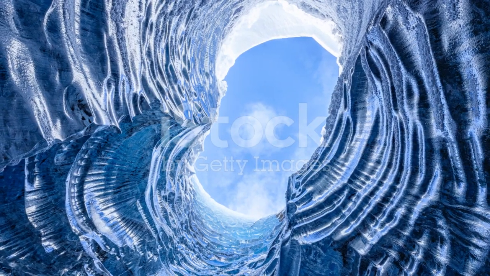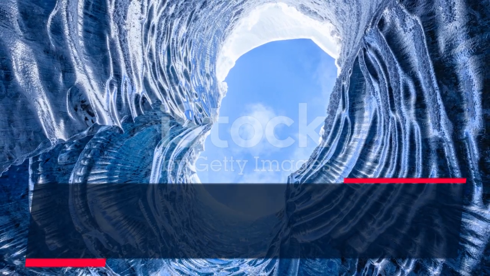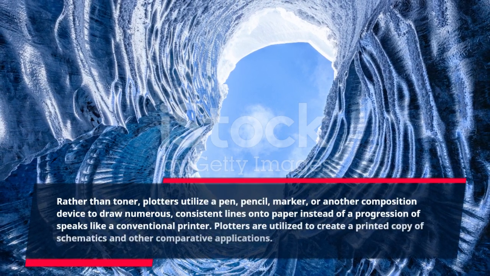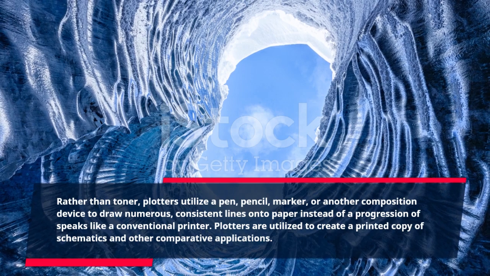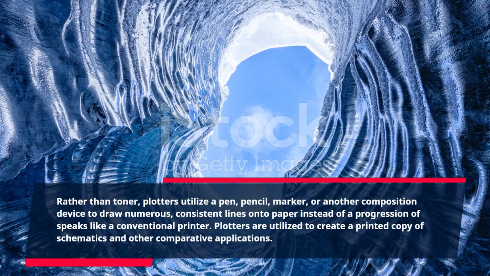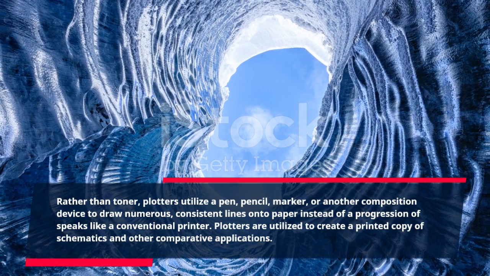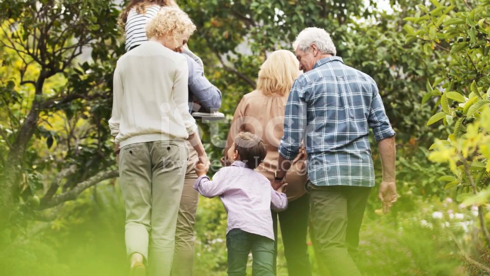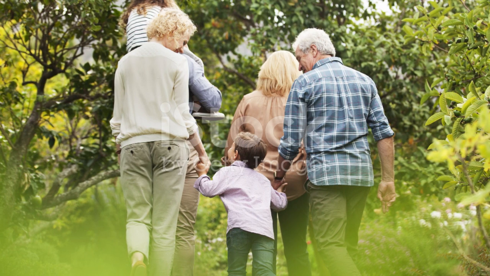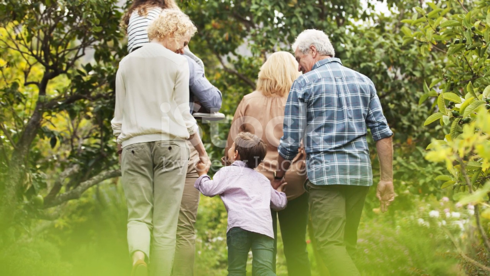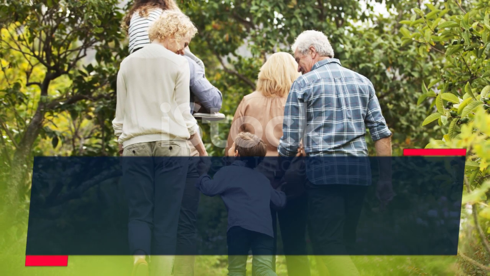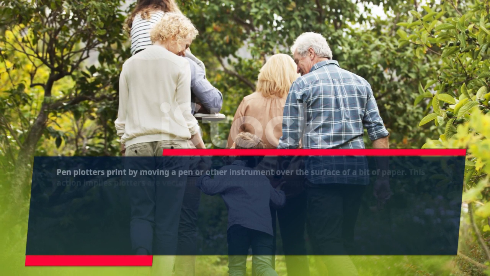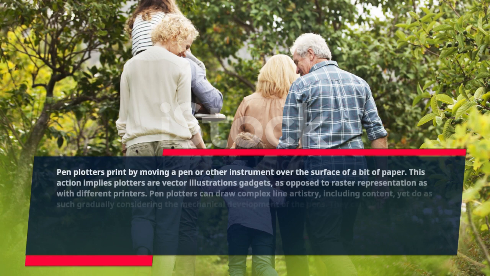Rather than toner, plotters utilize a pen, pencil, marker, or another composition device to draw numerous, consistent lines onto paper instead of a progression of specks like a conventional printer. Plotters are utilized to create a printed copy of schematics and other comparative applications. Pen plotters print by moving a pen or other instrument over the surface of a bit of paper. This action implies plotters are vector illustration devices, as opposed to raster representation as with different printers.